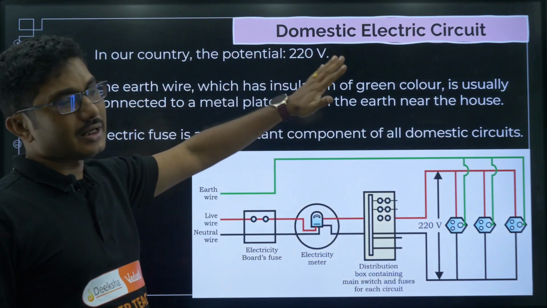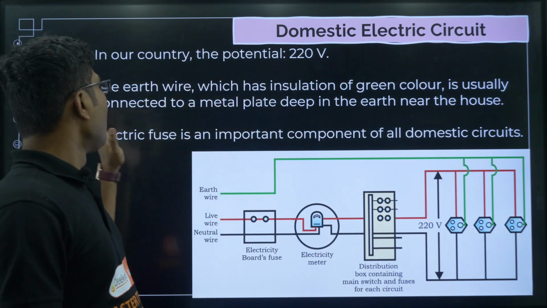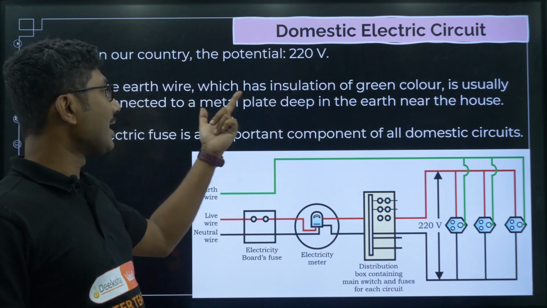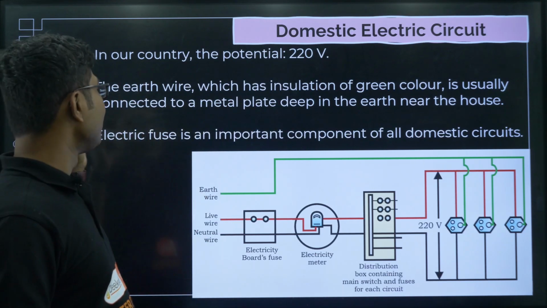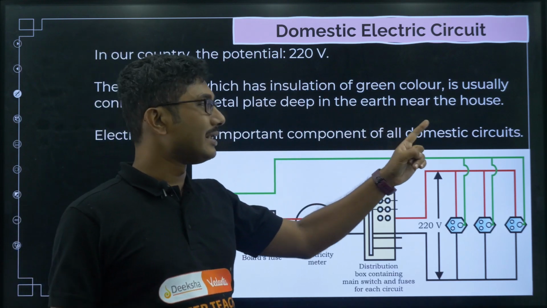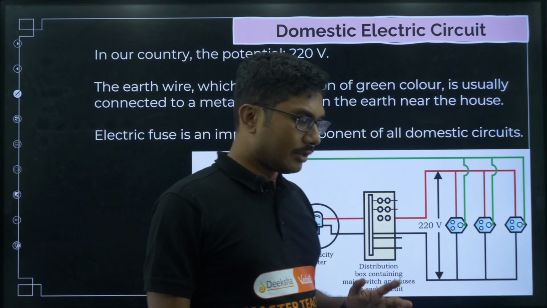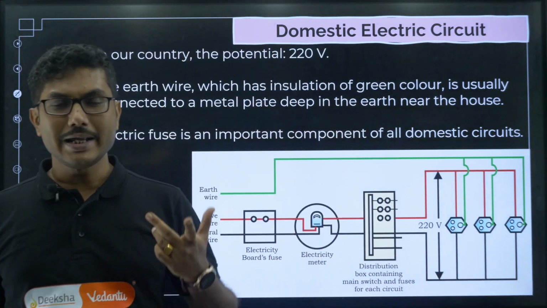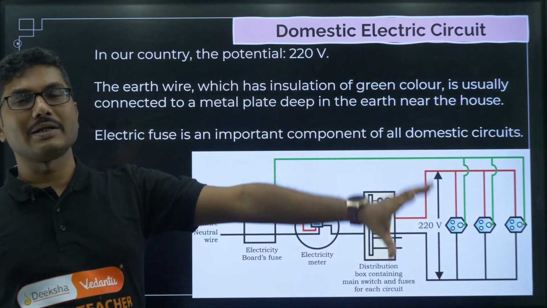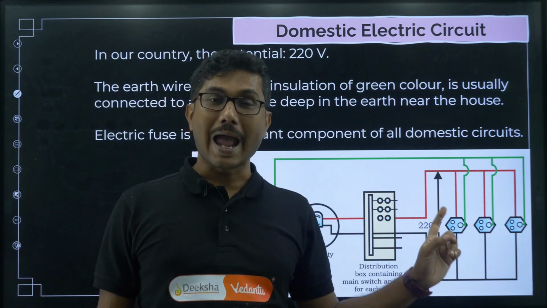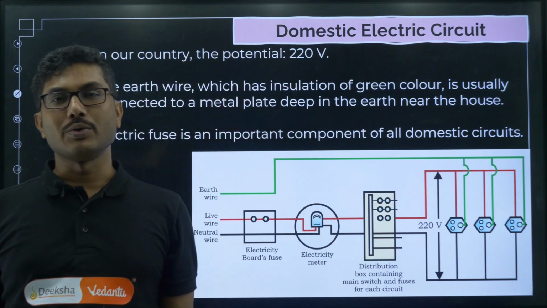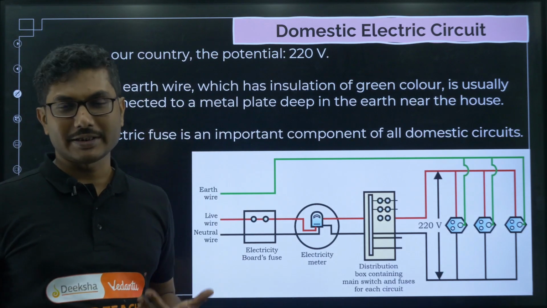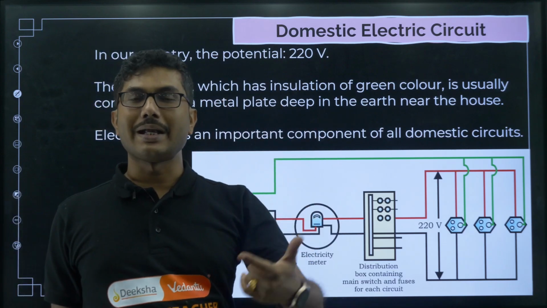In our country, the potential that we use is 220 volt. On the earth wire there is something called earthing. Earthing is basically a wire which has insulated green color. It is usually connected to a metal plate deep inside the earth near the house, and any device which is built on a metal body has an earthing wire. Why? In case a charge develops in the metal body, that extra charge will be carried by this earthing wire directly towards the ground. That is the basic function of the earthing wire. It is a safety measure to prevent you from getting electrocuted.